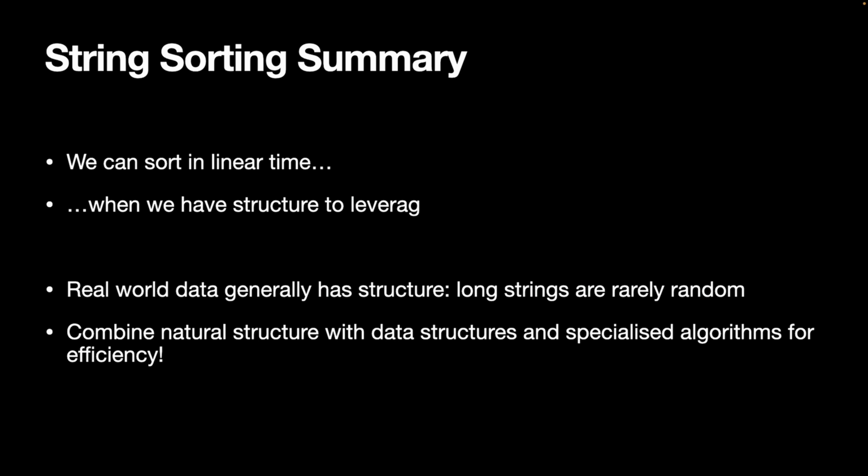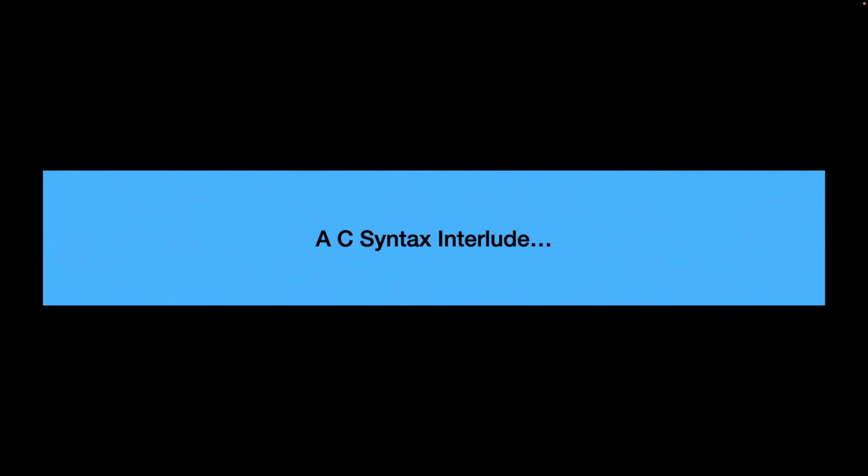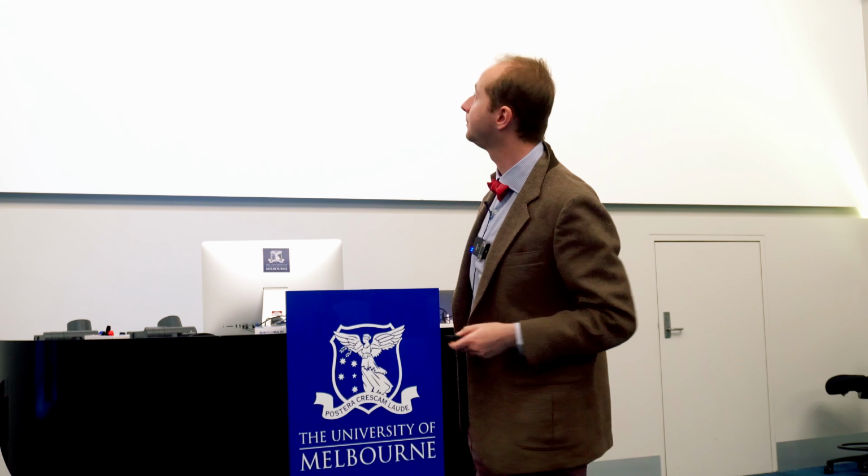Real-world data generally has structure, and this is something you should look for when designing your algorithms. What is the structure of my real-world data that I can then leverage to turn it into an efficient algorithm? Combine, as I said before, the natural structure with the data structures and the specialized algorithms, and that's the recipe for overall efficiency. Now we've got a bit of an interlude to some C syntax that will give us some more powerful tools for building even better and bigger data structures.